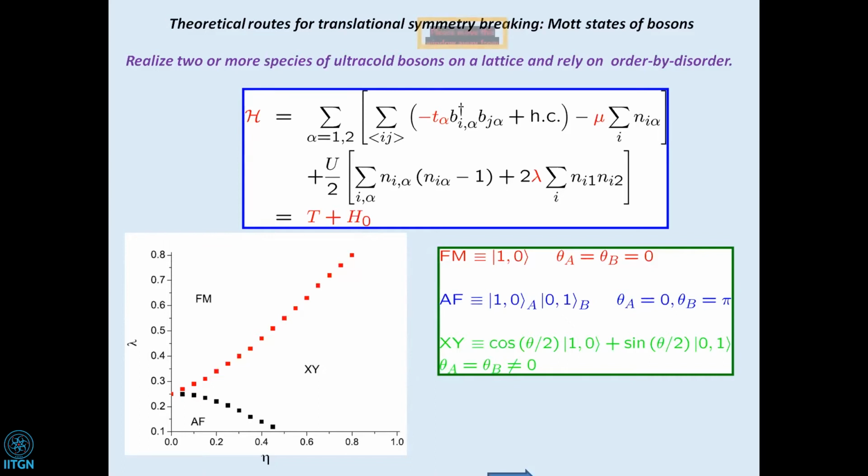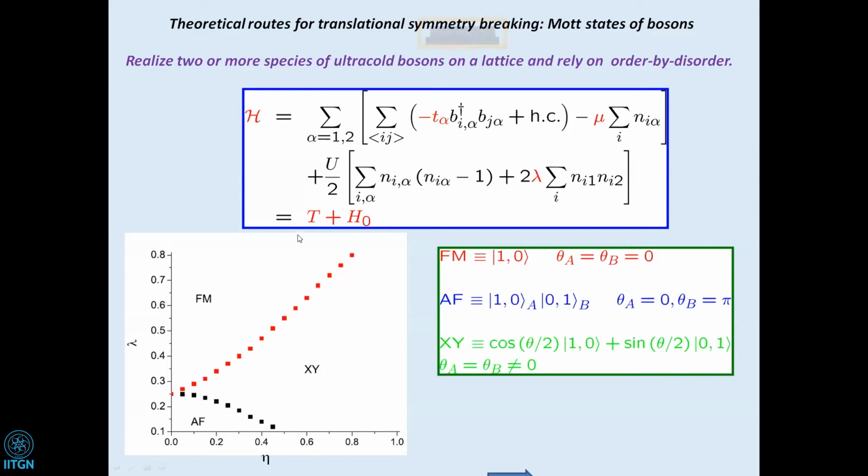And theorists have several ways of doing this. The first thing one can think of is to take two or more species of ultracold bosons. These are two states of the atoms, and you can selectively put bosons in those states. There could be an on-site interaction between these bosons and an interspecies interaction, which is the interaction between two bosonic species that I was talking about a minute back.